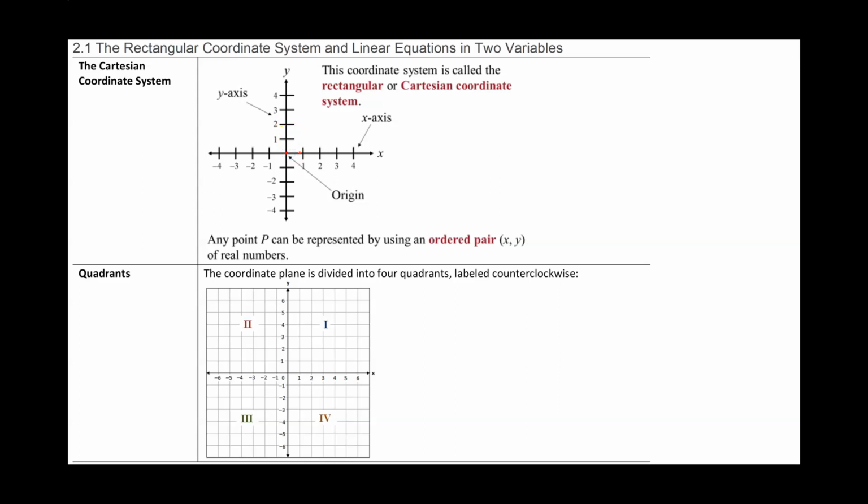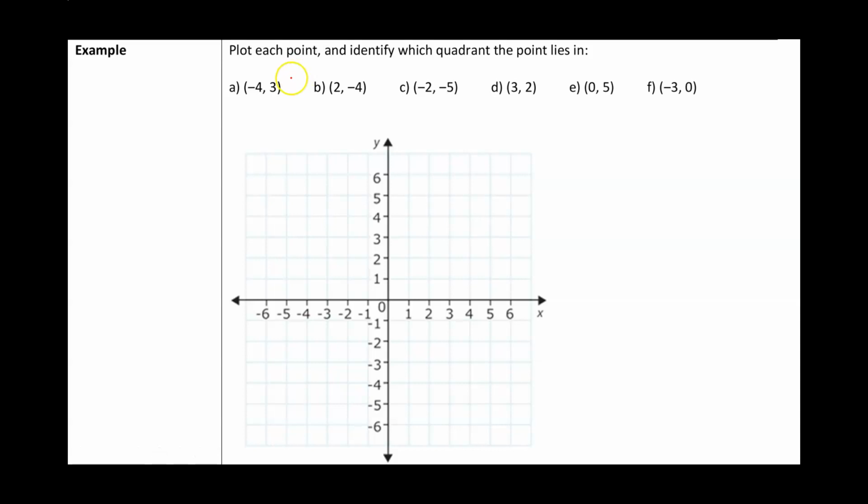The coordinate plane is also divided into 4 quadrants, quadrant 1, 2, 3, 4, which are labeled going counterclockwise, and any point P can be represented as an ordered pair, x comma y. X is the horizontal coordinate and y is the vertical coordinate. Let's plot each of these points and identify which quadrant the point lies in.